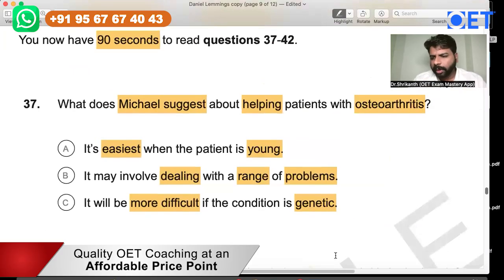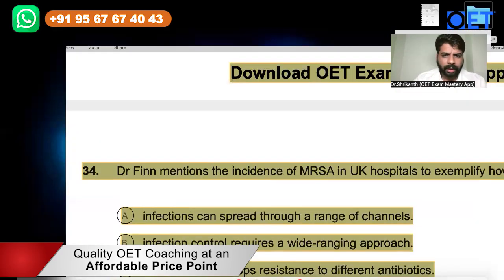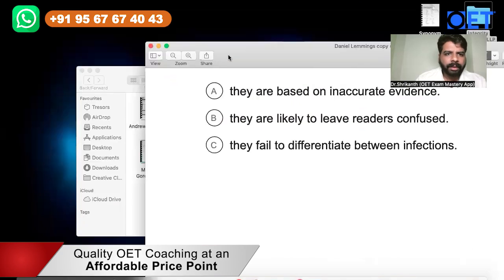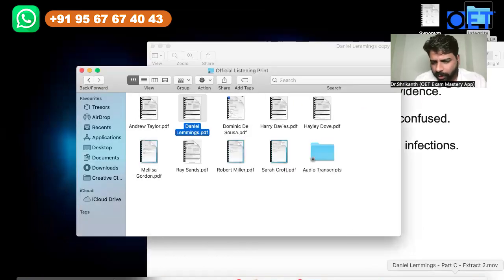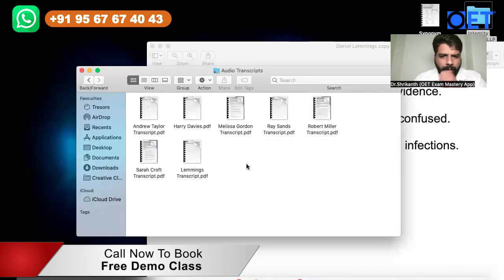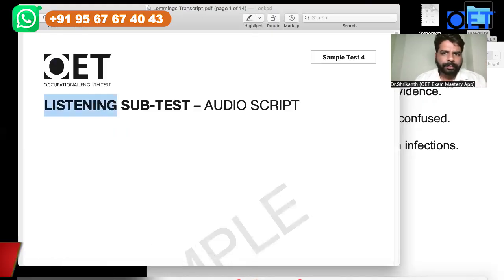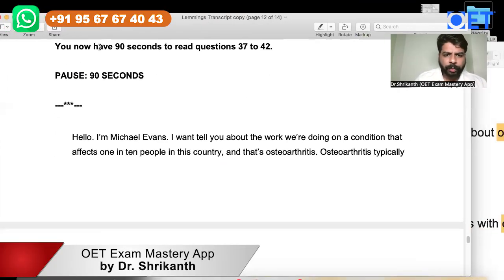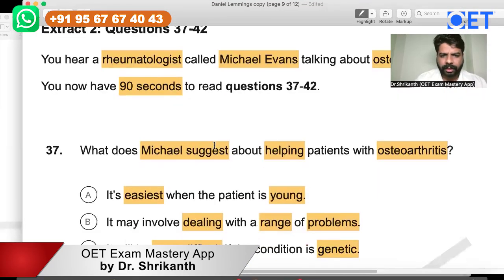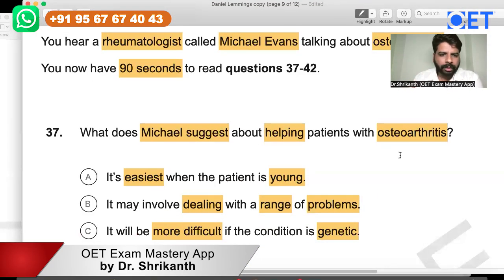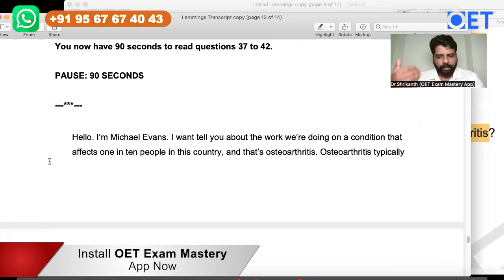Right. So now let's take a look into the audio script over here, and then we will be taking a look into the document that I have prepared. Right. So let's just take it. All right. So everyone has the memory of the question, right? So let's just read the question once again. Michael's suggestion about helping people with osteoarthritis: easiest when the patient is young, dealing with wide range of problems, more difficult if the condition is genetic. Okay, so that memory is there. So now, before I go to the document that I have prepared, let's just read the audio script.